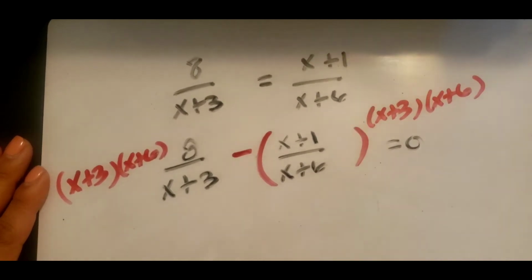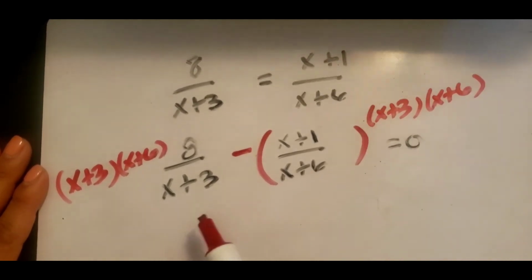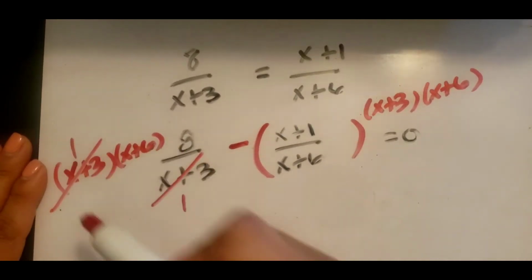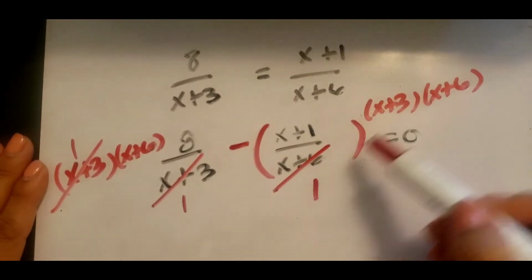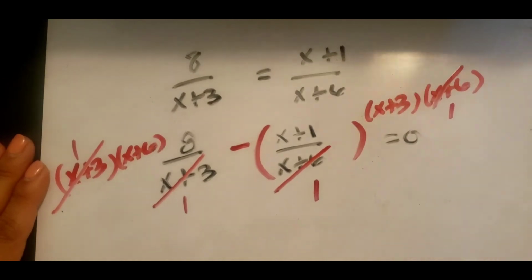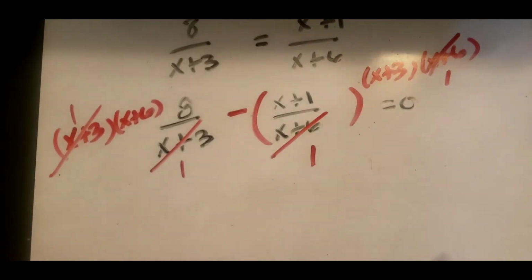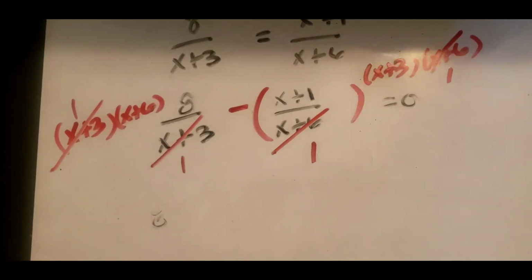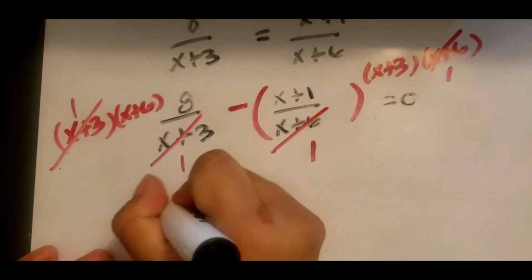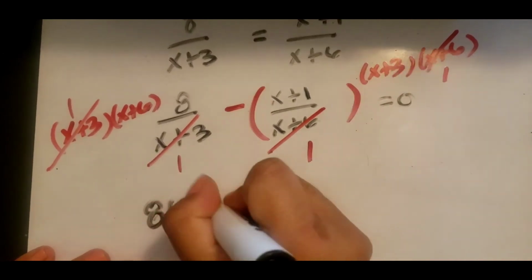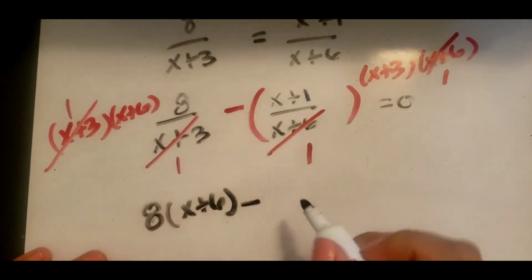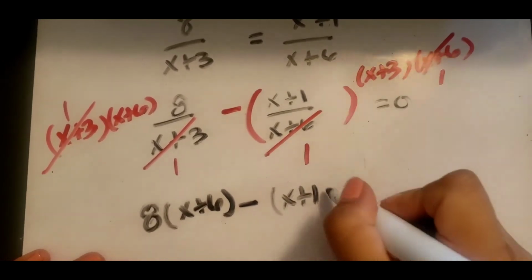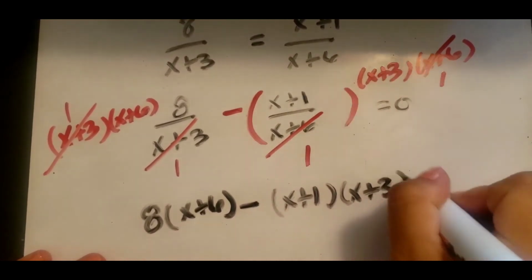So there's no purpose on doing it here, okay? So we're just going to do it here. In the first fraction, what's going to simplify is the x plus 3. In the second fraction, what's going to simplify is your x plus 6. So now what we're going to have left is 8 times x plus 6 minus, and then put it in parentheses, guys, x plus 1 times x plus 3.